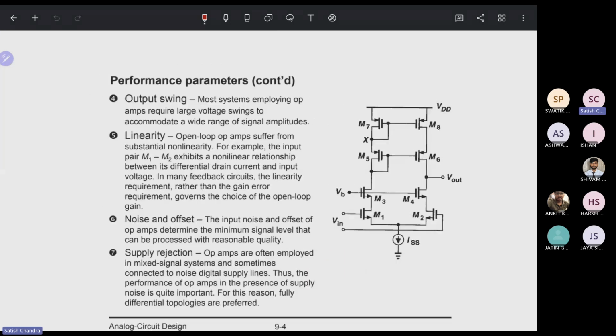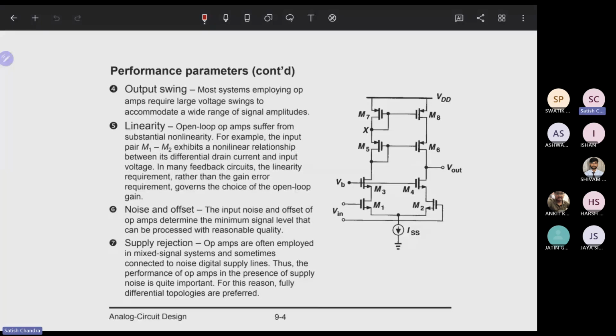Now comes the fourth one, output swing. Most systems employing operational amplifiers require a large voltage swing. It means we want the op amp to work in a very large voltage range. So to accommodate a wide range of amplitude, that is what we want from output swing.